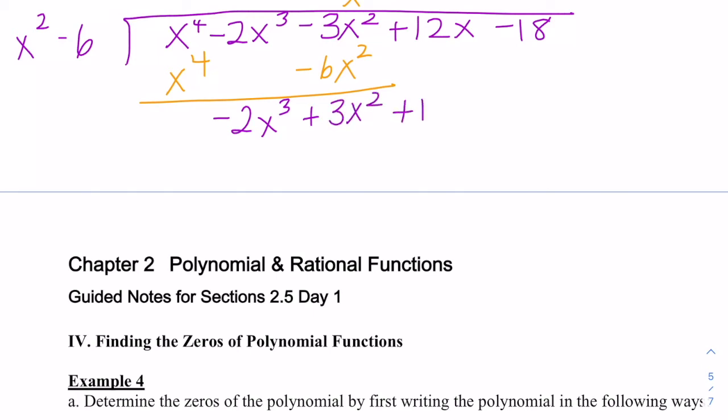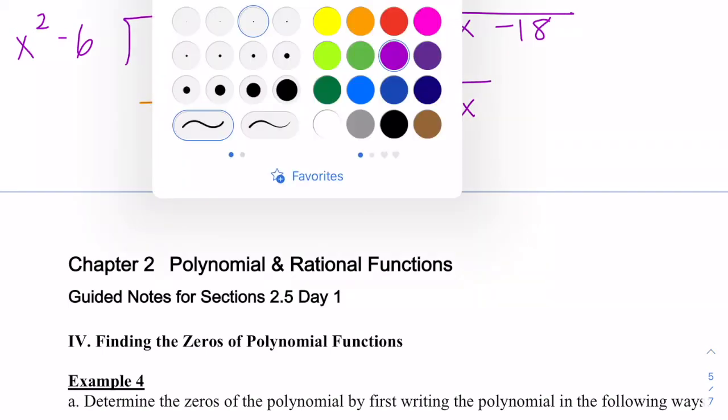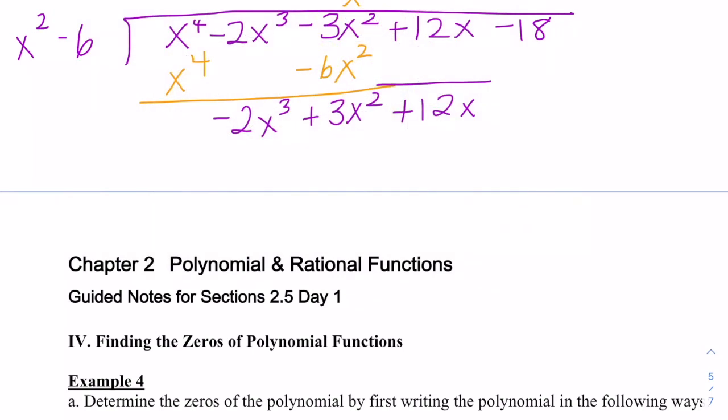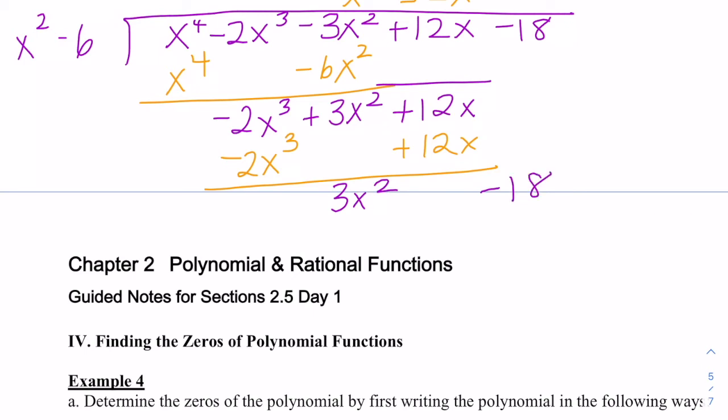And now let me bring down the 12x. So when we look at this one, we know we can multiply this by negative 2x. So negative 2x cubed, nothing in the middle, again, remember, and we have minus, so that's going to be plus 12x. Okay, so both terms go away. All right, now we bring down the 3x squared minus 18. We multiply this by 3.